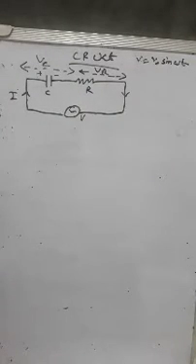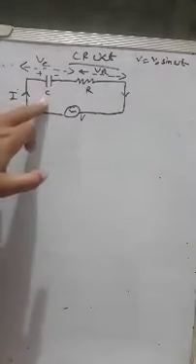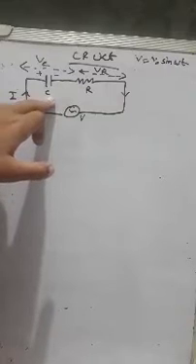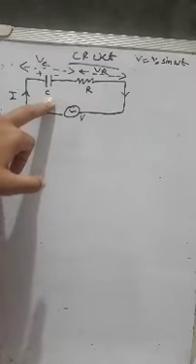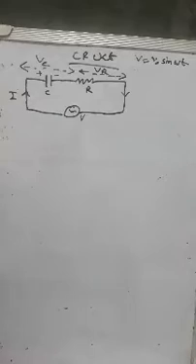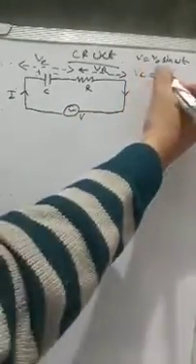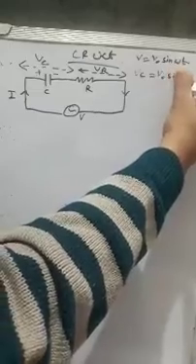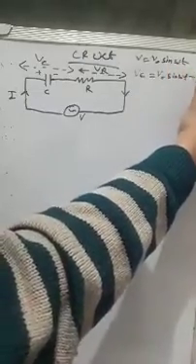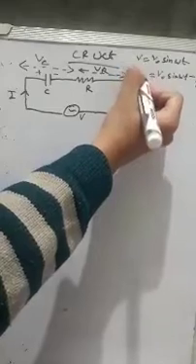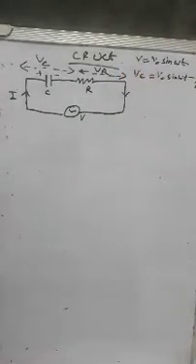Now students, at any moment, if Q be the charge stored in the capacitor C, that means at any time some charge will be stored in the capacitor, then the effective voltage in the circuit, denoted by VE, will be equal to V naught sine omega t minus Q by C. This is the effective voltage. We have seen this effective voltage in the previous circuits also.